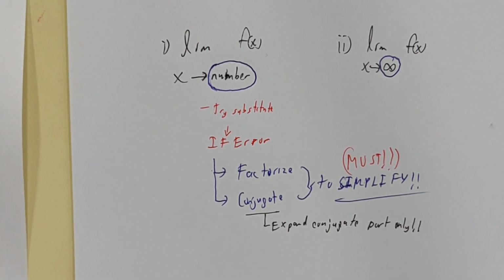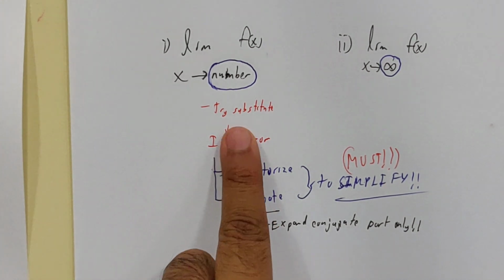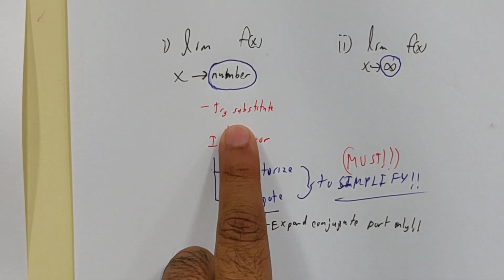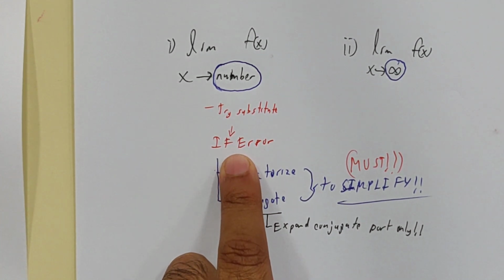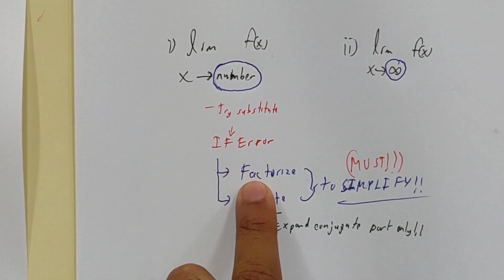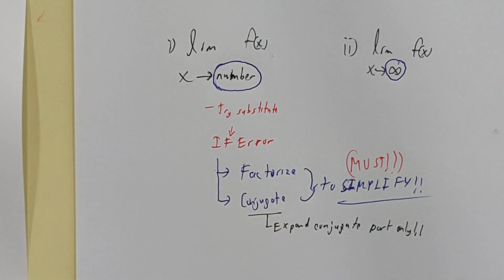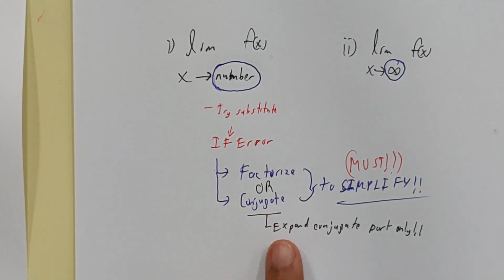Alright, so let's try x approaching a number first. Let me ask you one more time. If x approaching a number, what should you do? Substitute. And then if error, most likely this is what will happen in exams, then factorize or conjugate. Write down there. If you conjugate, expand the conjugate part only. Why do we factorize? Why do we conjugate? Simplify is a?